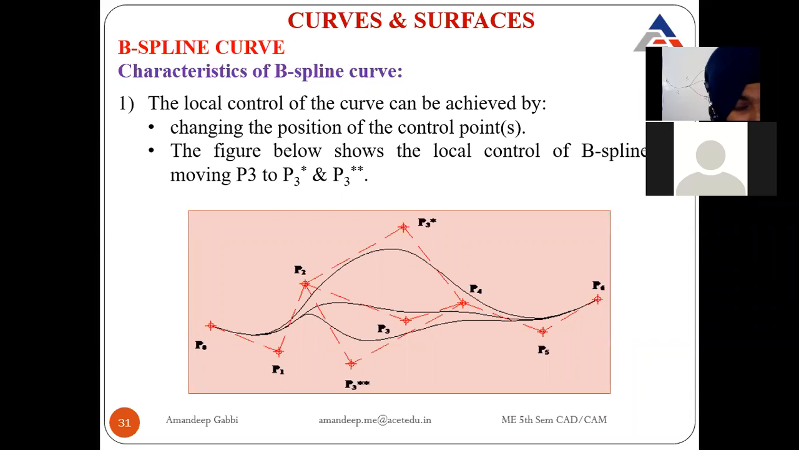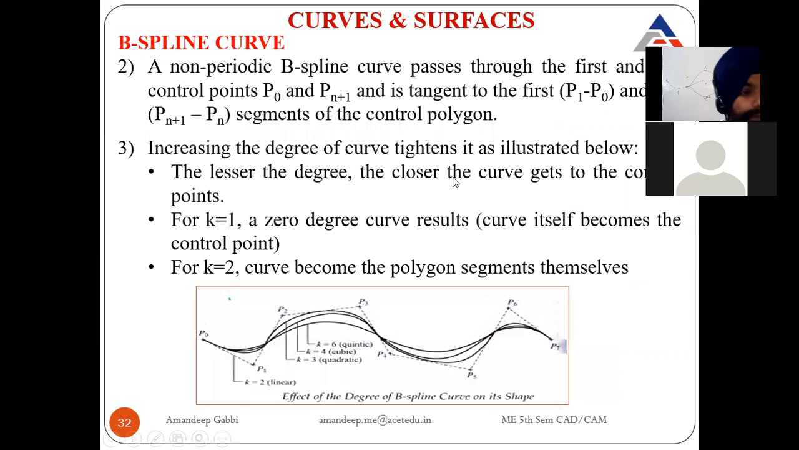So the local control of the curve can be achieved by changing the position of control points. I hope you understood what a control point is. Non-periodic B-spline curve passes through the first and the last control points, P naught and Pn, and is tangent to the first and the last segments of the control polygon. So basically, it is tangent at the first and the last. All the rest of the points lie outside the curve.